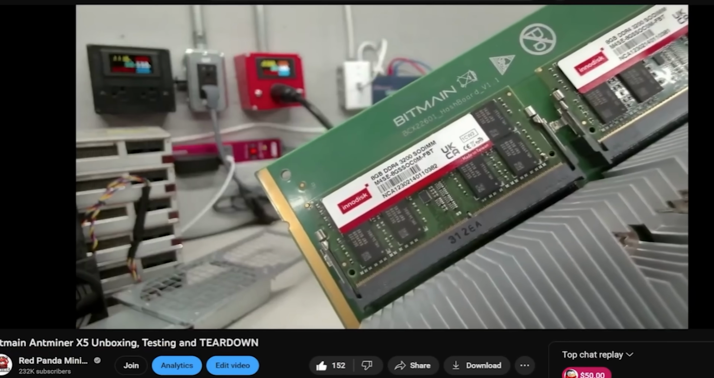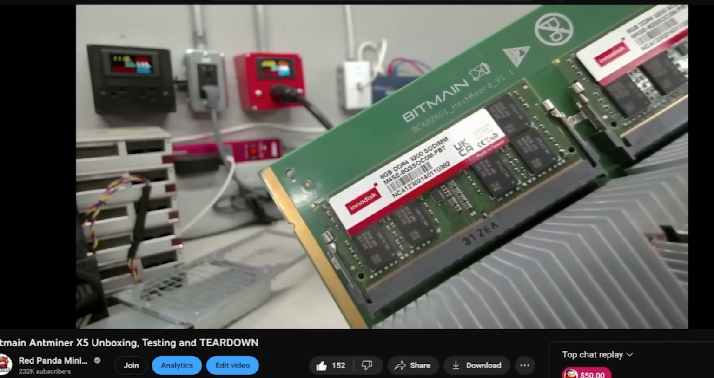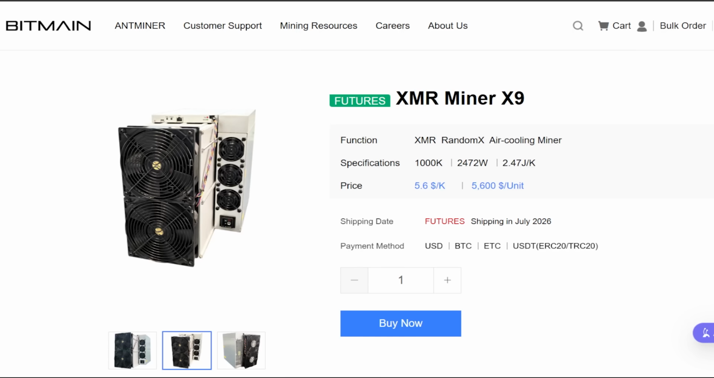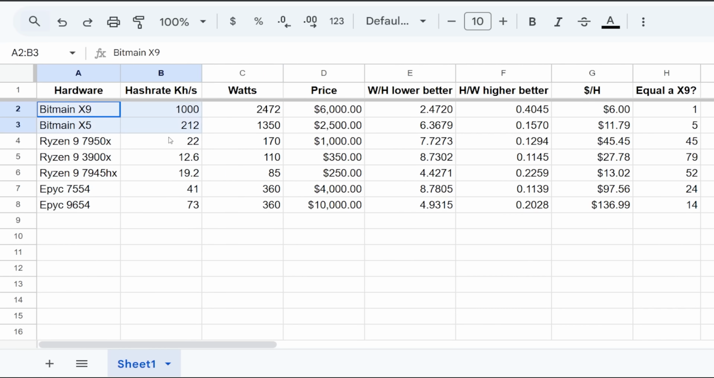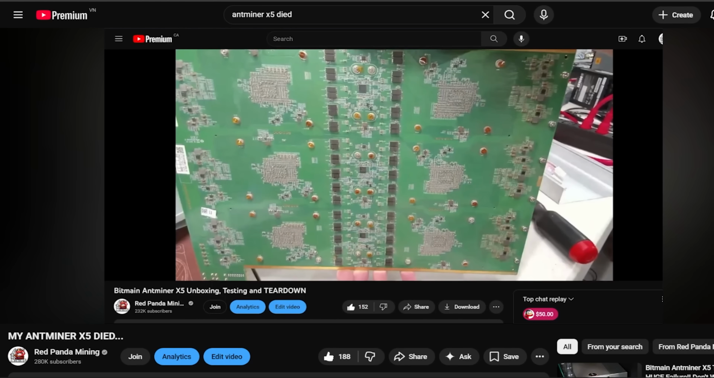And so I don't know. I don't have any confidence that this new X9 is going to be reliable. Do I recommend anyone buying this, especially at a pre-order and shipping date of July 2026? Definitely not. I don't recommend anyone doing it. But again, I'm going to go through some comparisons here. Obviously much more efficient, but we'll go through that later.